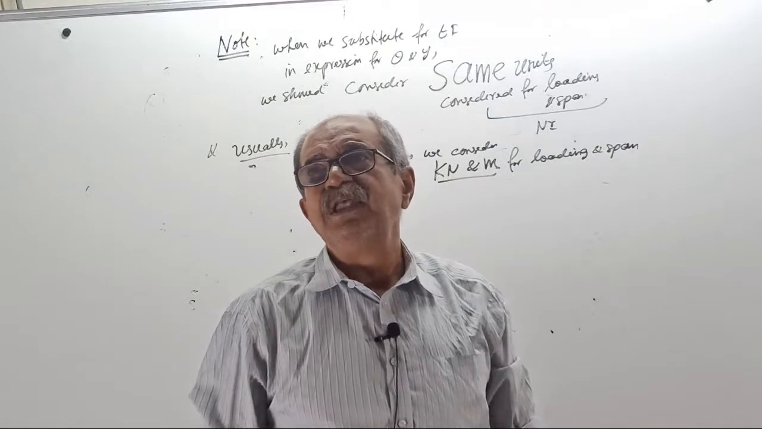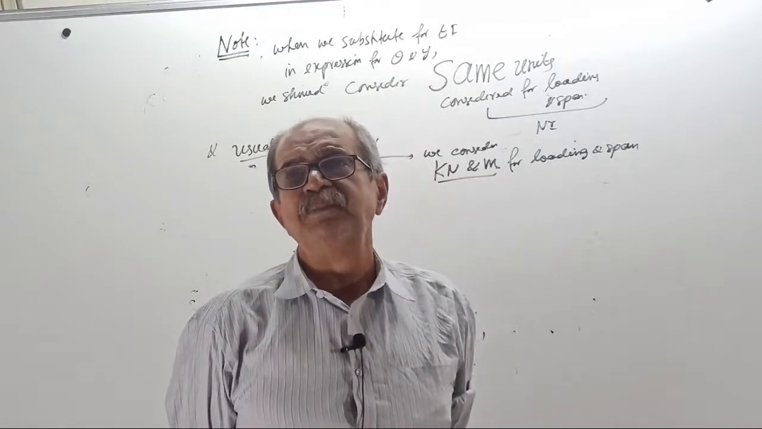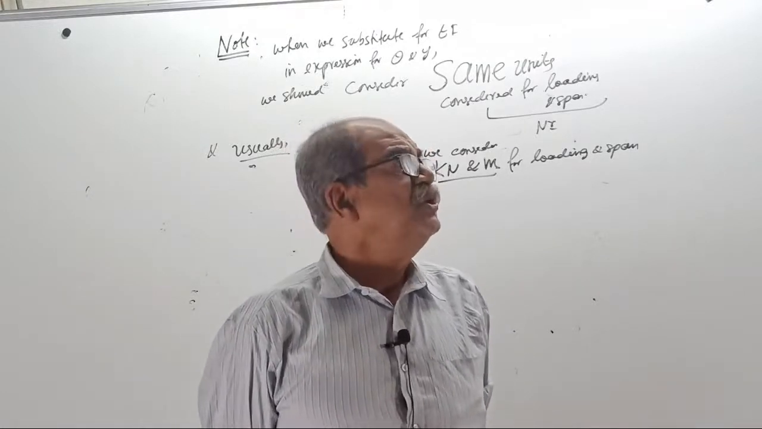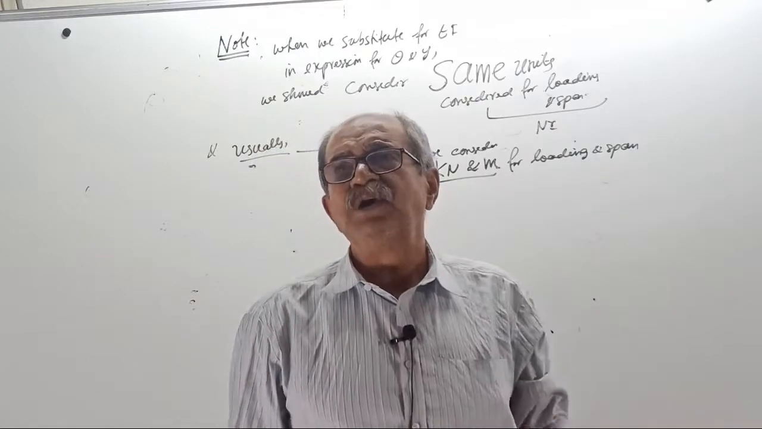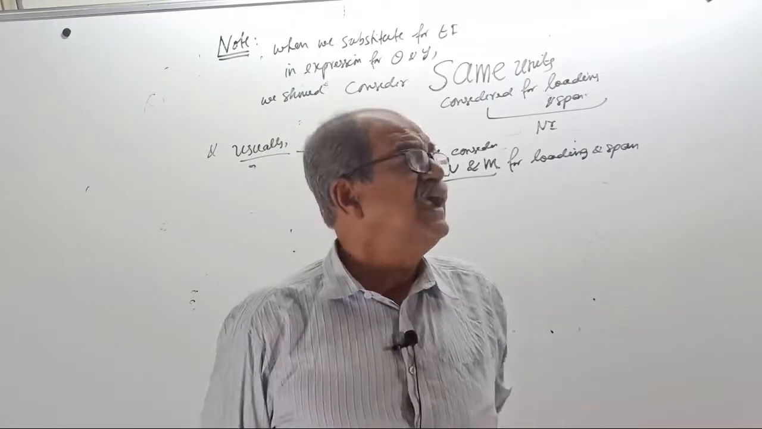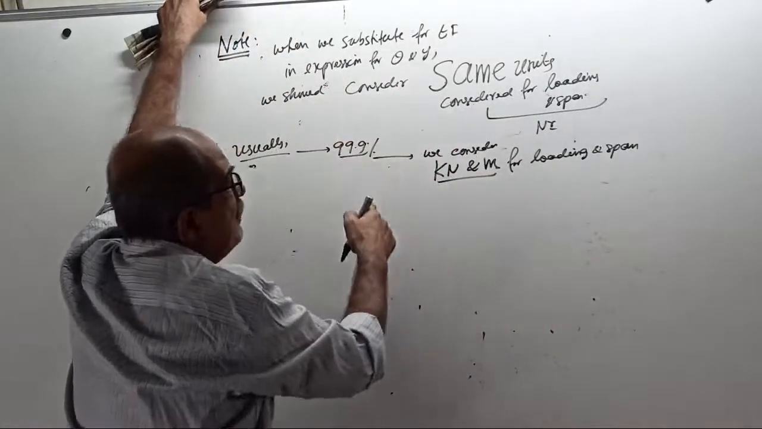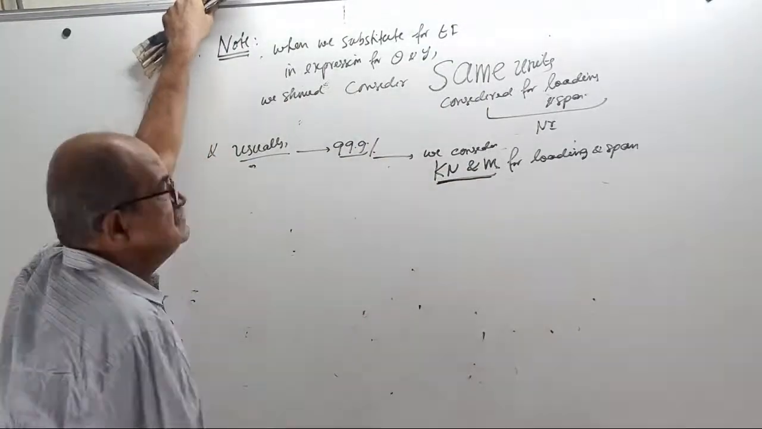See, like bending moment. Stresses and strains, we take newtons and millimeter. But when you go for bending moment and shear force, you go for kilonewton meter. Later for design, you convert to Newton millimeter. See, 10 to the power 6, 10 to the power 3. Same way here. When you solve a problem, usually you consider kilonewton and meter.